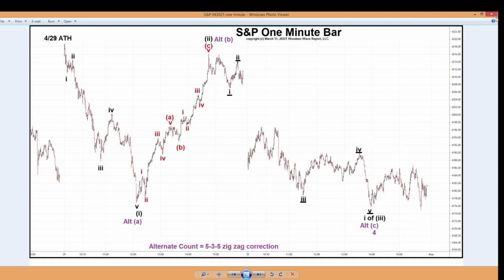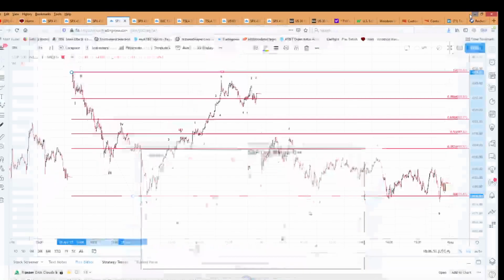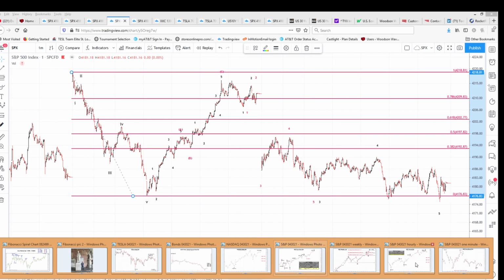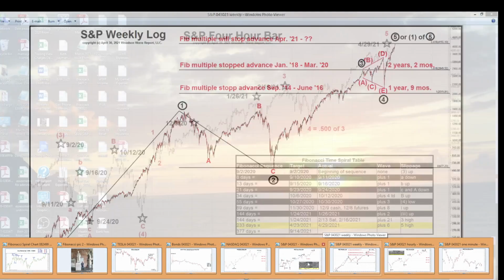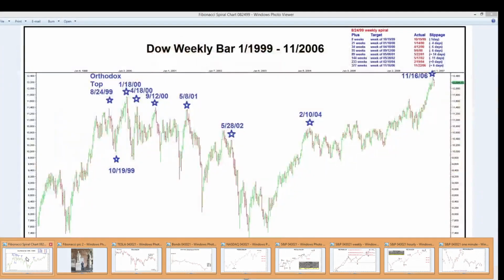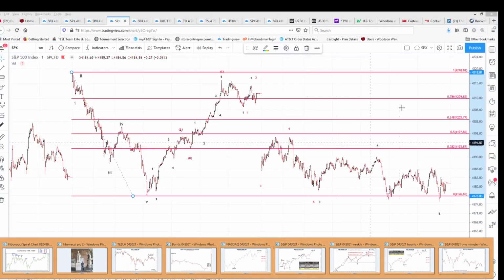Okay, let me see if I have something else on there. Let's see here real quick. That was the 1 minute. That was the hourly. We did that. The weekly, we did that. We'll get into NASDAQ bonds. All right, we did all that. So that's it from top down, going from weekly all the way to a 1 minute bar.